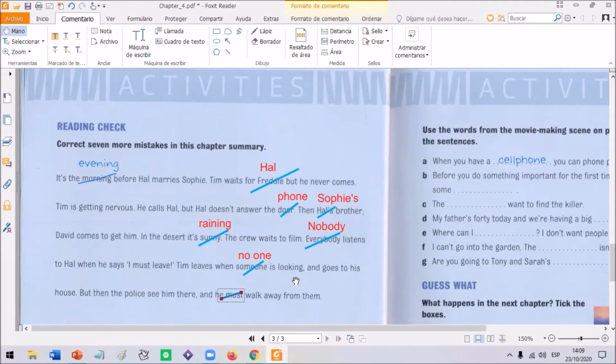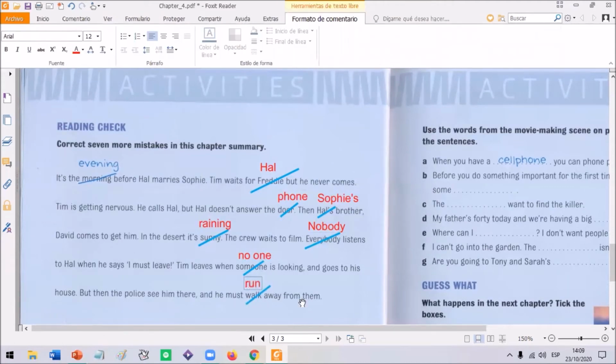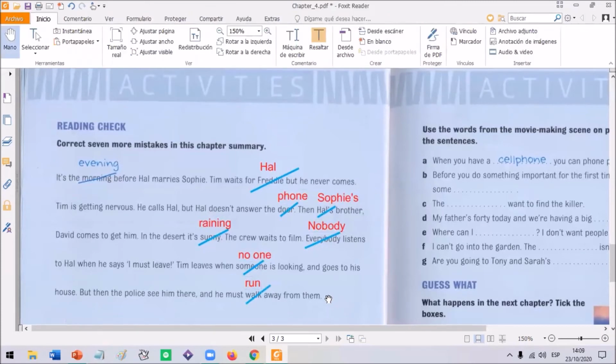Yes. Oops, sorry, no, esa no. Okay, walk. Walk is wrong. He must walk away. No, he must run away. Okay, cuando lo encuentra la policía, no es que se va caminando como un pancho, se escapa, se va corriendo. He must run away from them. Okay, run away means to escape.